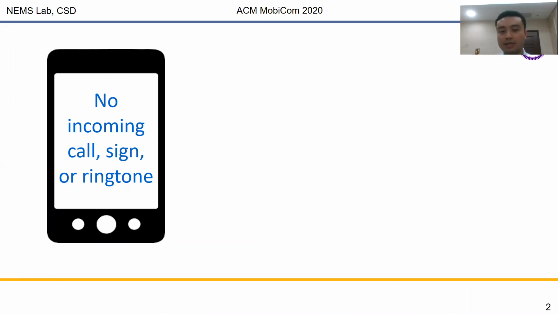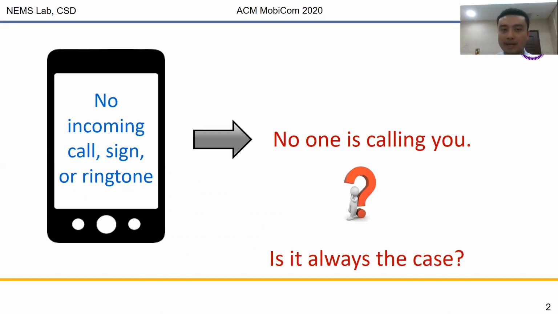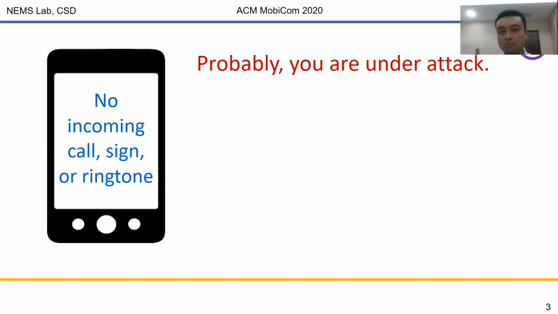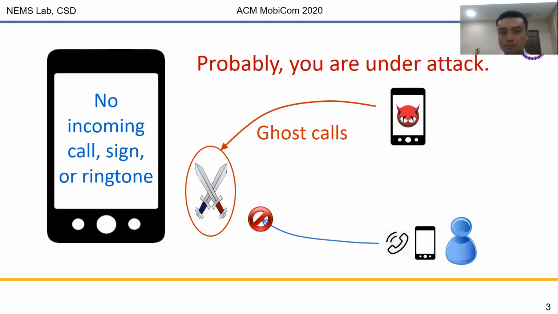cellular voice service. It means no one is calling you. Is this always the case? Maybe not. Probably you are under attack. Without discovered vulnerabilities, an attacker may make ghost calls to your phone so that your call resource is occupied. Then no one can reach you.